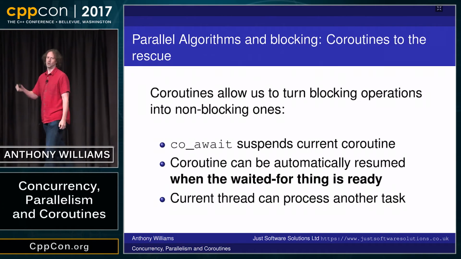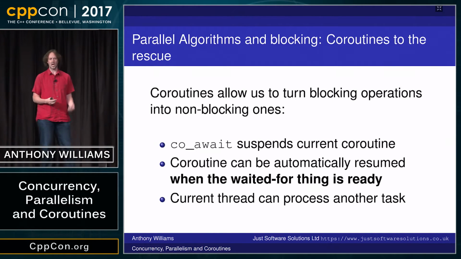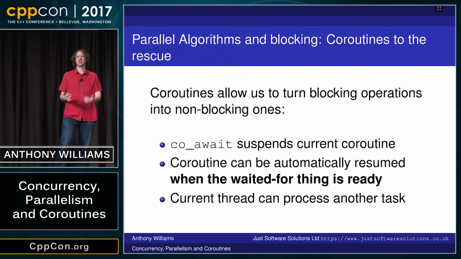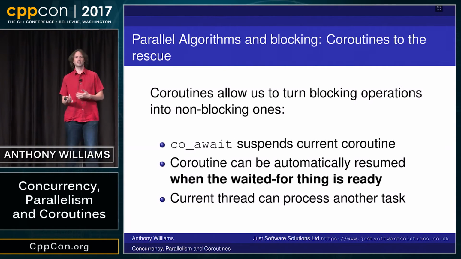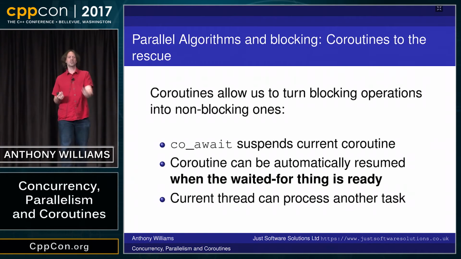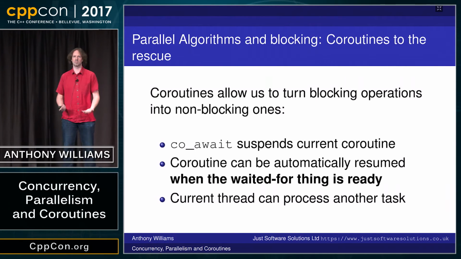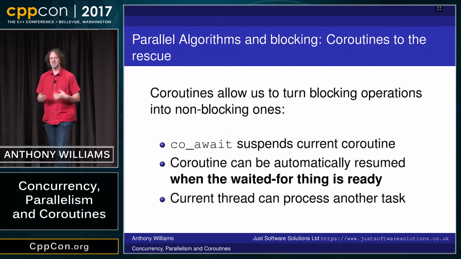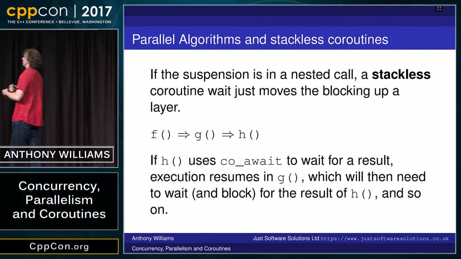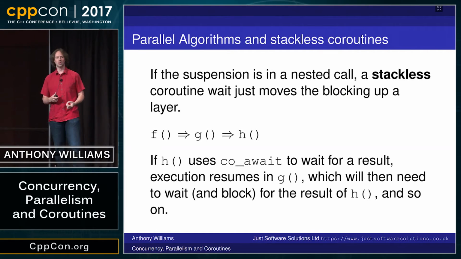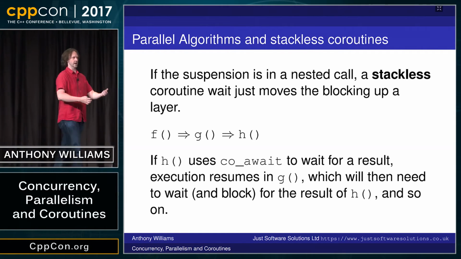So coroutines allow us to turn blocking operations into non-blocking ones, because we say co_await on something, and this suspends our current coroutine and returns to our caller. And the coroutine can then be resumed when that waited-for thing is ready. But in the meantime, the current thread can still do something. So this works well with parallel algorithms. The issue is, of course, that if the suspension is a nested call, then a stackless coroutine, like we have with the Coroutines TS, just moves the blocking up a layer.